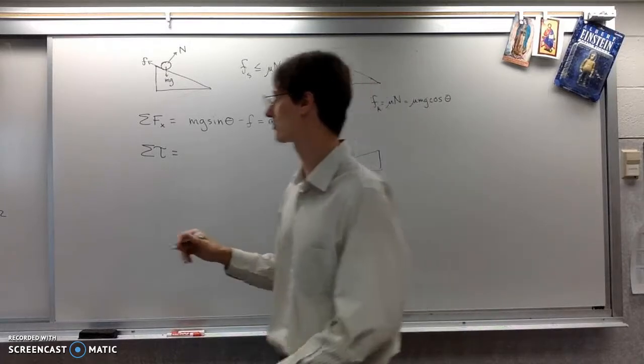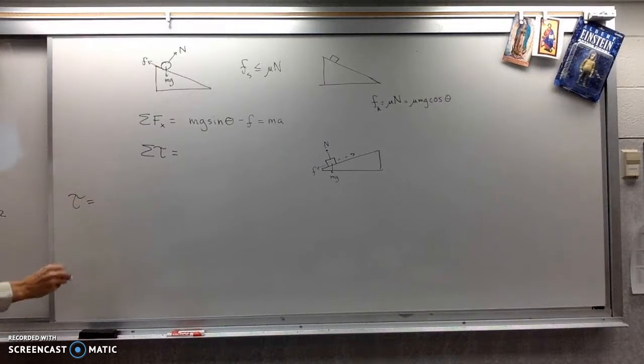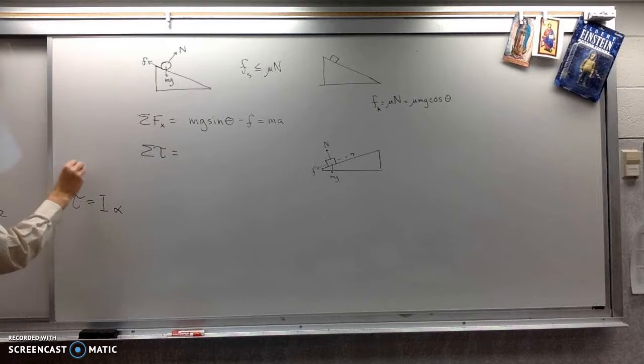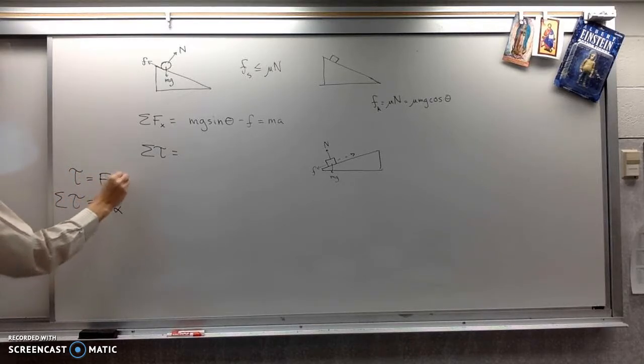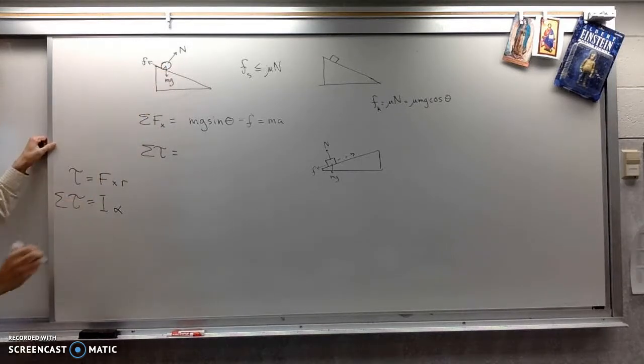What's the formula for torque? Torque equals moment of inertia times angular acceleration. Okay, that's one of them, but how do you find a torque? Force cross R. F cross R. So, here's the radius of the object.